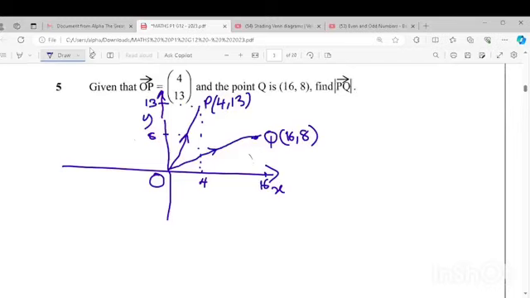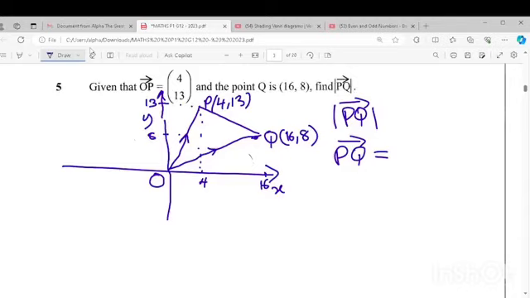So now remember, they want you to find the modulus of the vector PQ. For you to find the modulus or the magnitude, first you need to know what the vector PQ is. So this is PQ, this is the PQ that they want. Now, let's find the vector PQ. How do you find the vector PQ?